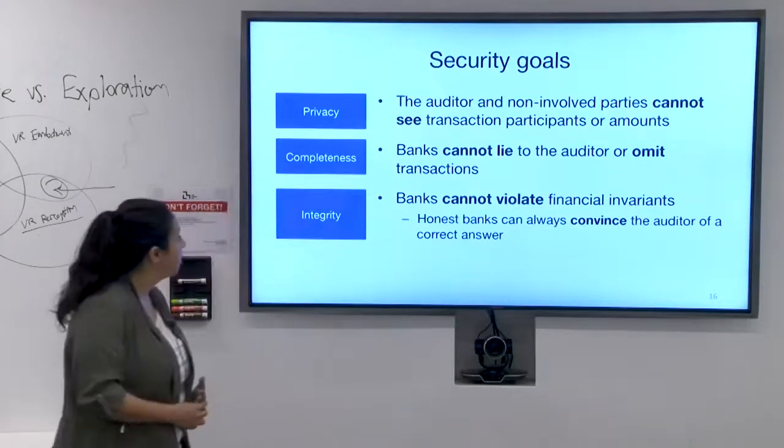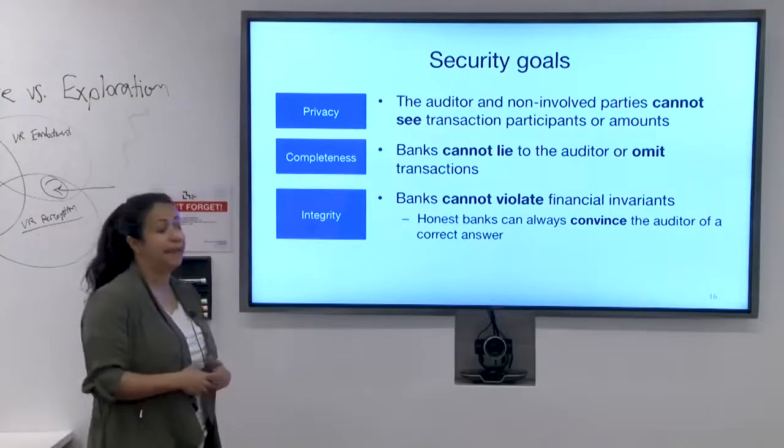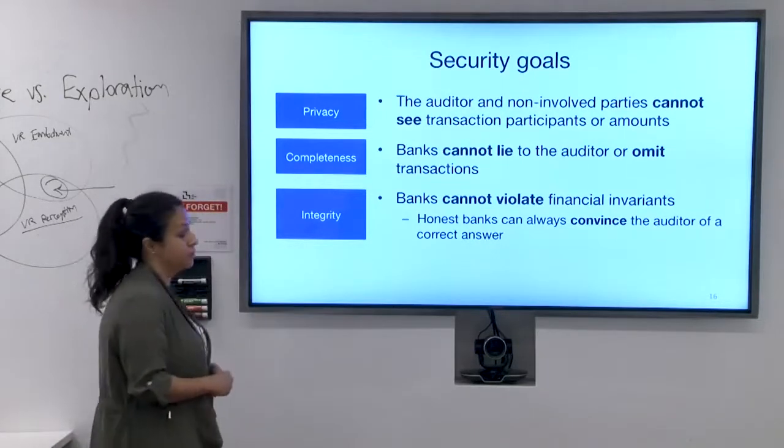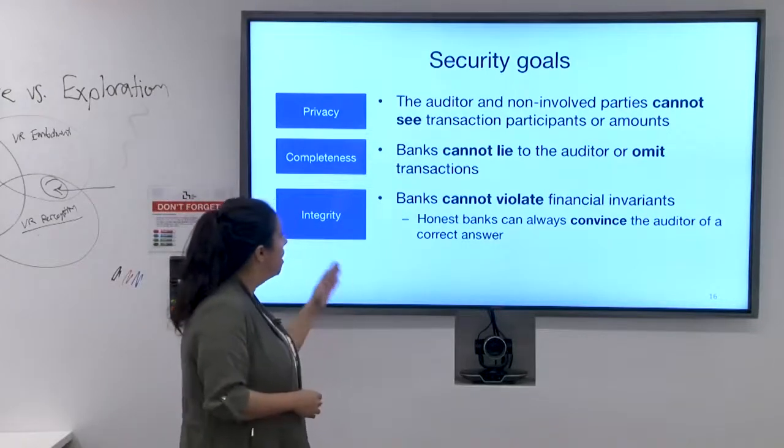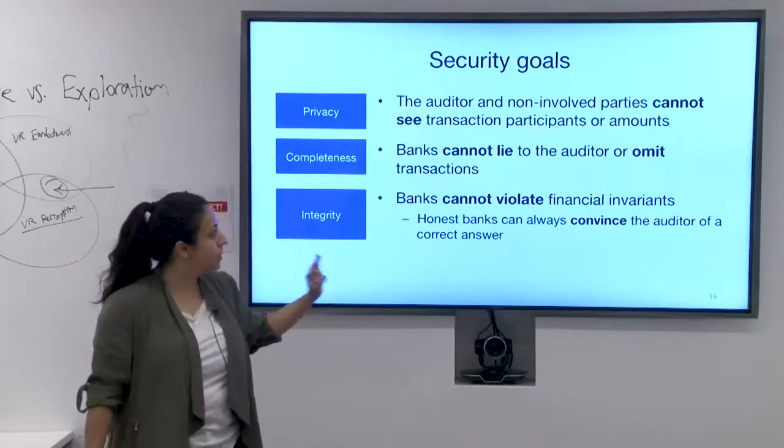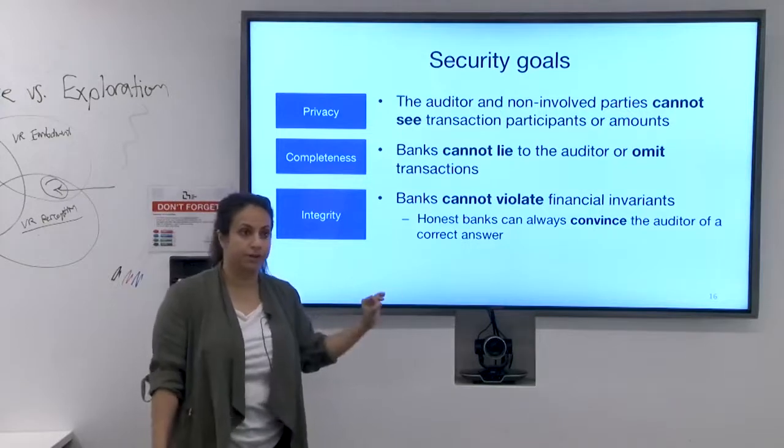We also are looking to achieve integrity, so banks can't violate financial invariants. We assume that banks are malicious, but honest banks should always be able to convince the auditor of a correct answer.